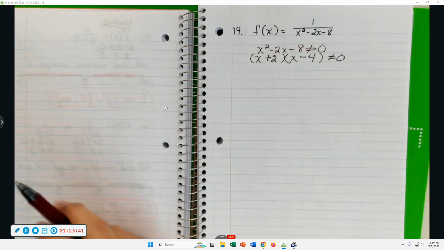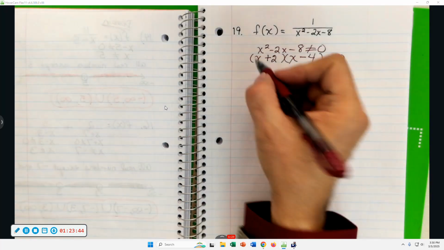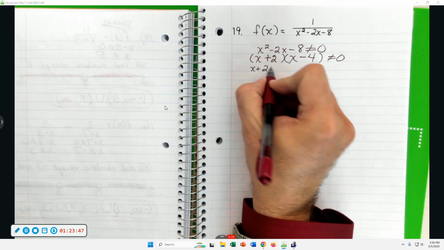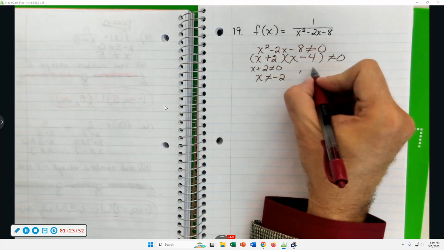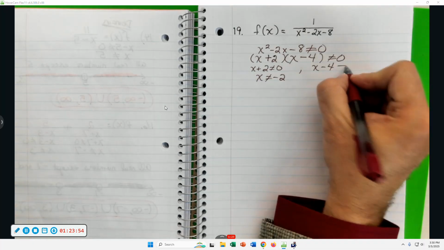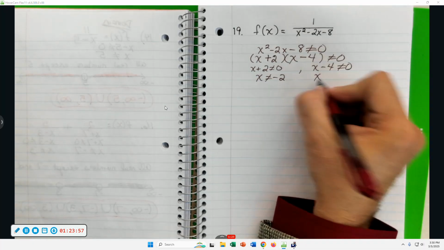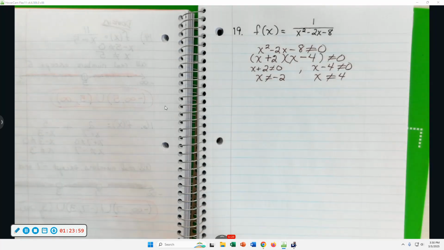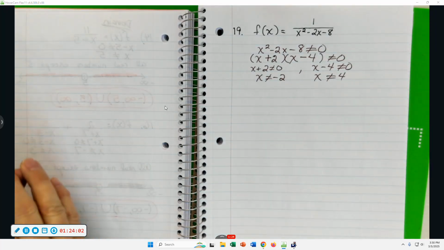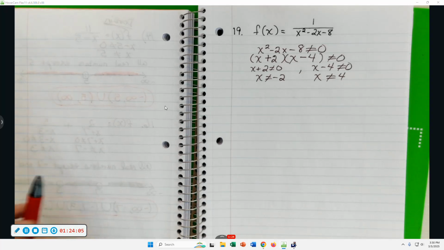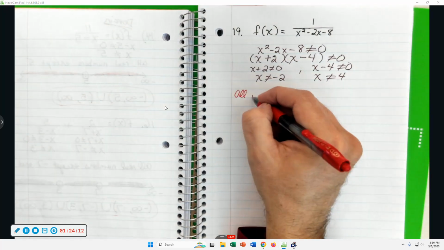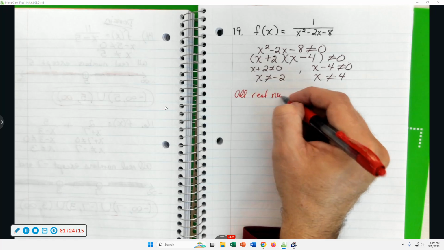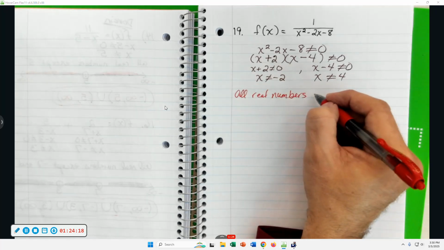So at this point, it's like that previous problem we did. X plus 2 can't be 0, so X can't be -2. X minus 4 can't be 0, so X can't be 4. Those are the only two numbers X can't equal. It can be anything else. Could X equal 50 million? Could I plug in 50 million for X? Yes, the only numbers I could not plug in are -2 and +4.